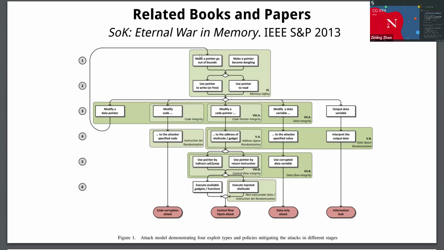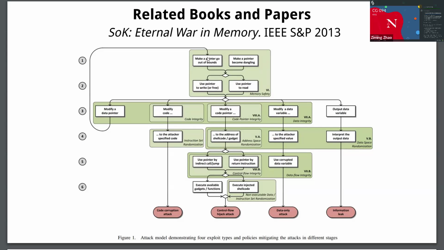As an attacker, what you're trying to do is make the pointer go out of bounds. You define, say, an array, which is 10 bytes. Then you have a pointer which is supposed to point to one element of the array. But you somehow make it go out of bounds, pointing to other places, then there will be problems. Or you can make the pointer become dangling.